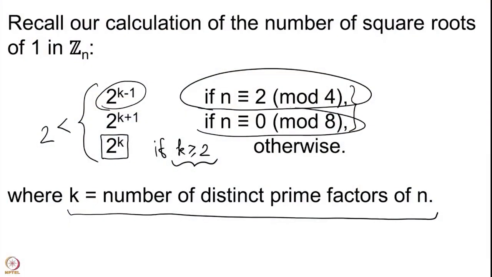And finally, if you have n congruent to 0 mod 8, whatever number of prime factors you have, 2 power k plus 1 is always going to be bigger than or equal to 2. So here you always have this to be bigger or equal to 2. This is something that you have to study later. So these are the 3 major observations which we write down here.